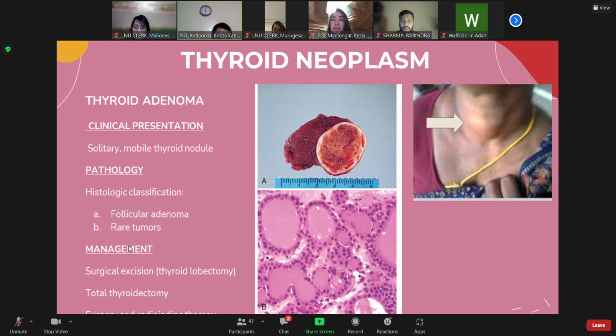For the management of thyroid adenoma, the American Thyroid Association guideline recommends serial clinical examination of easily palpable benign nodules at 6 to 18 month intervals. If fine needle aspiration cytology shows follicular neoplasm, surgical evaluation is needed. We can do surgical excision or thyroid lobectomy if the patient has a history of head and neck radiation and other neck cancer, and if the patient has high risk factors and comorbidity. We can also do surgery and radioiodine therapy if the lesion is greater than 3 centimeters. Next slide, please.